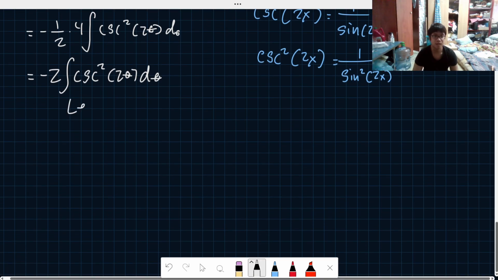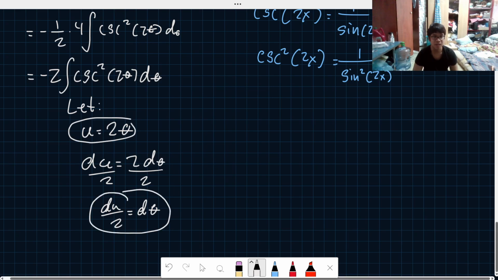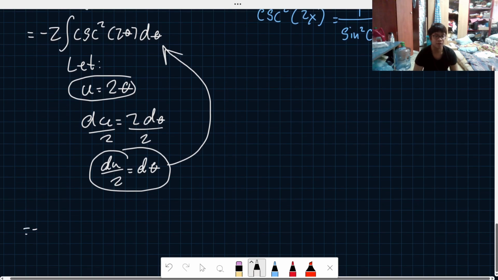So here, let u as 2 theta. Then we will get the derivative of u with respect to theta, I will have 2 d theta. Then I'm going to find d theta in this equation, so I'm going to divide both sides by 2. I will have du all over 2 as d theta. So what I have as my u and as my d theta, I am going to substitute here. So therefore, I have negative 2 times the integral of cosecant squared of u times du all over 2.